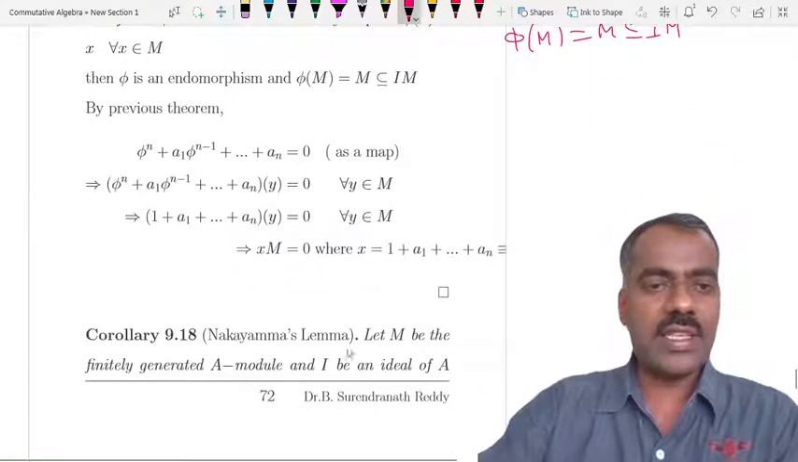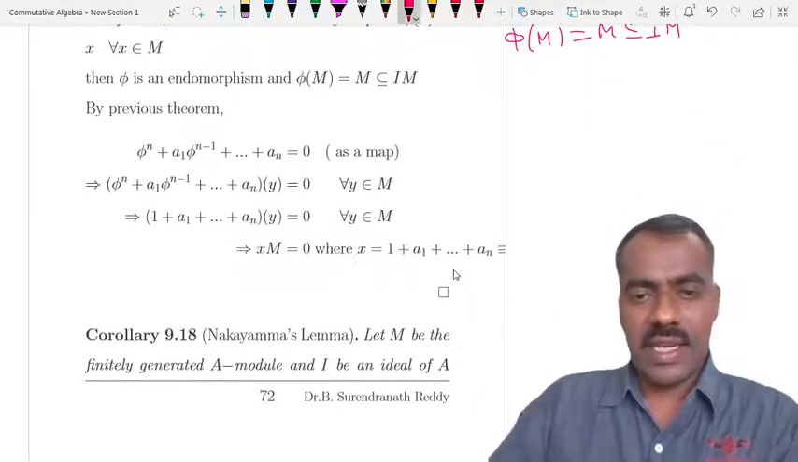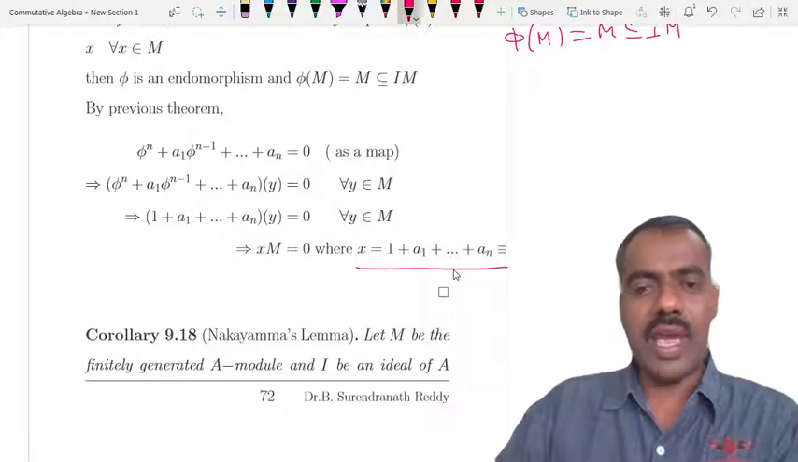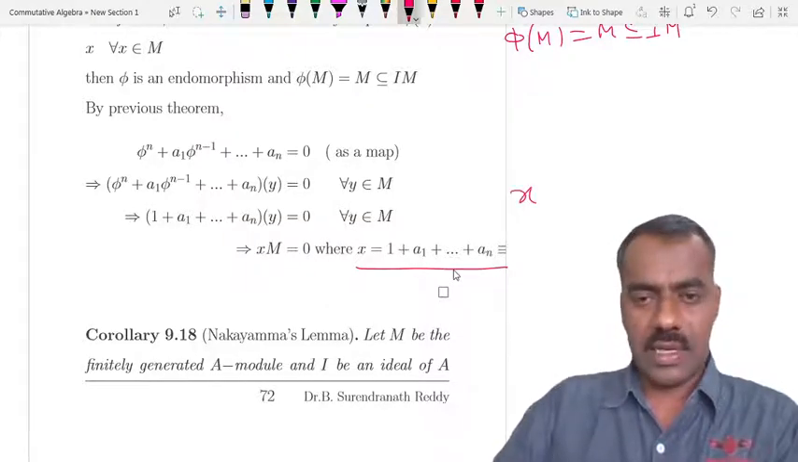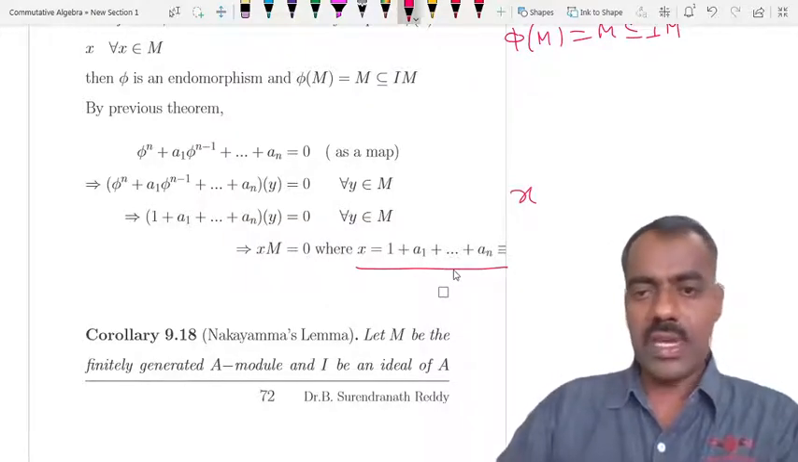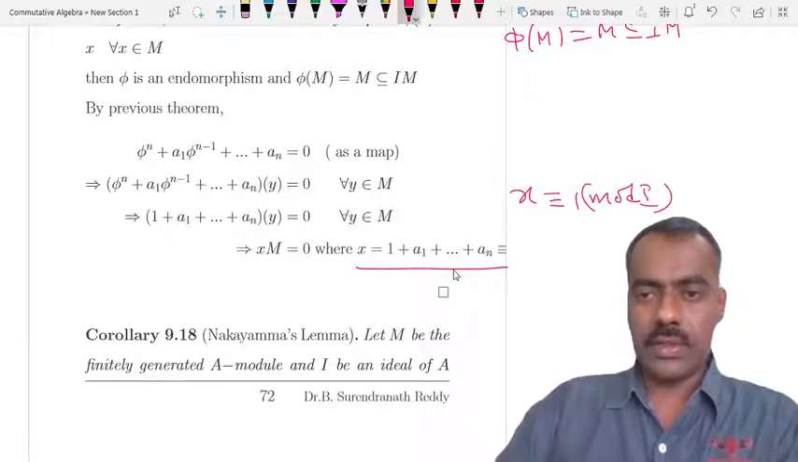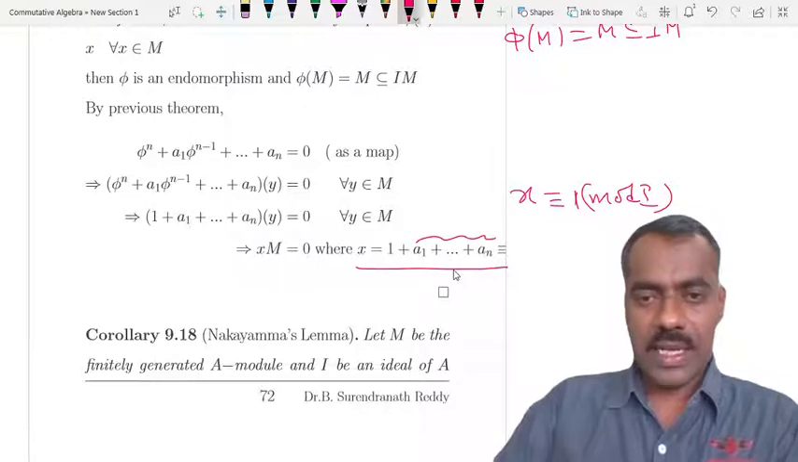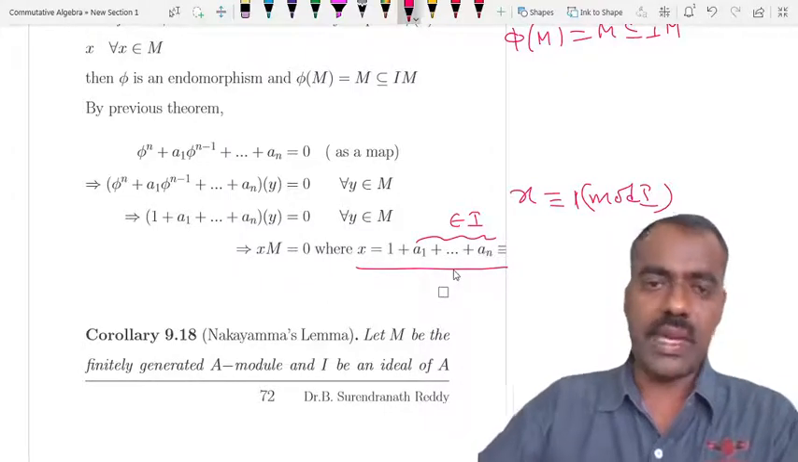So therefore there exists some n satisfying this, and by taking x equal to 1 plus a1 a2 an, you can check that these are all a_i belonging to the ideal. So therefore this is congruent to 1 modulo I. Sorry. Okay, because this part actually belongs to that ideal, right?